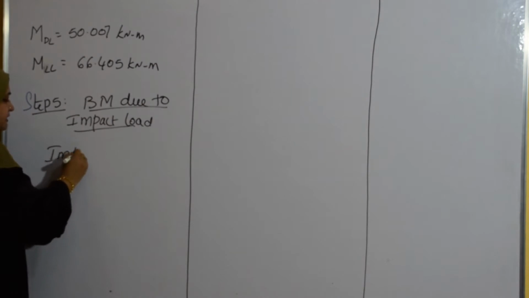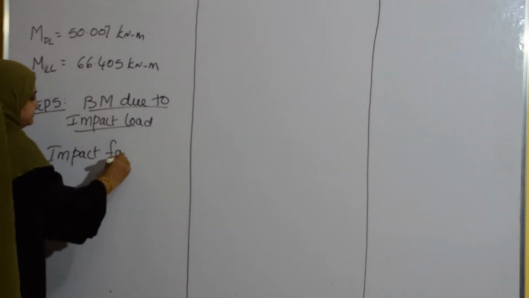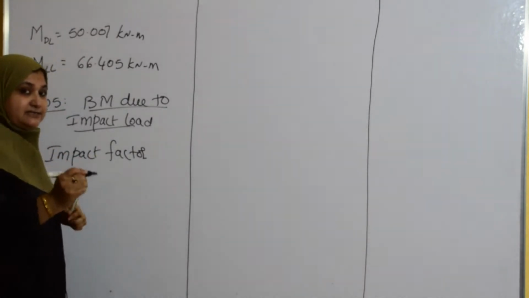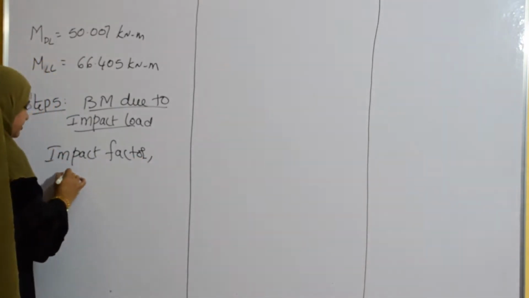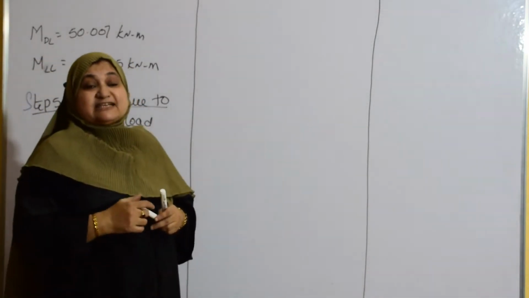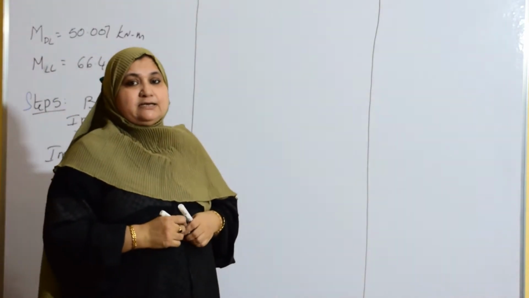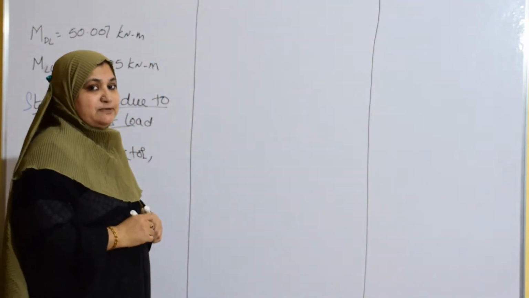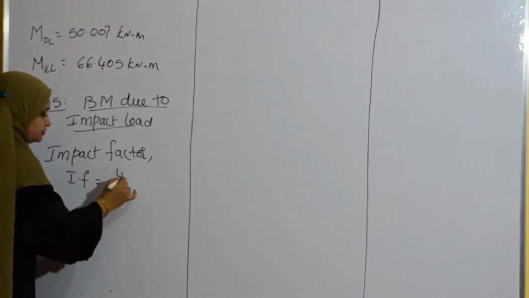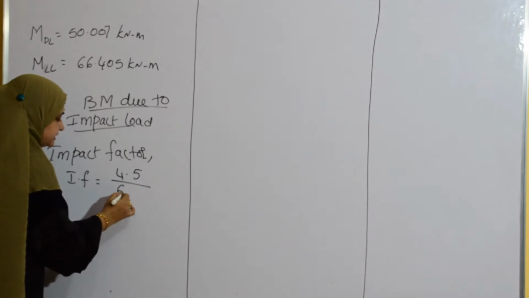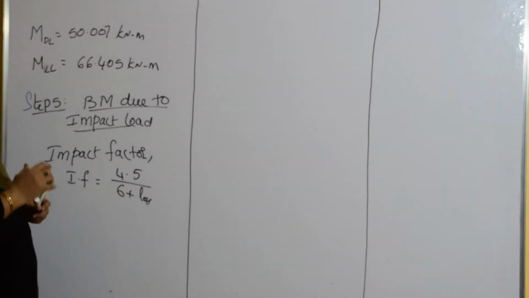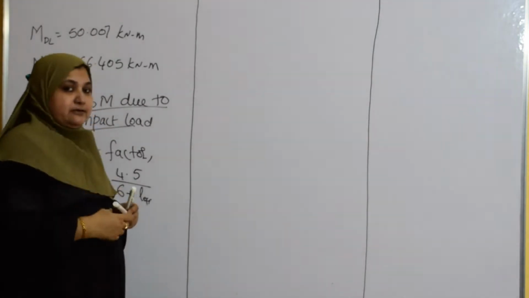There is a formula to find the impact factor. If you refer to IRC 6, sorry I said IRC 5, it is IRC 6. You have a formula which I already explained when I was taking section 1, load and load combination and general design requirement. There also I explained this impact factor. So again, impact factor is equal to 4.5 by 6 plus L, where L is the effective span, written as capital L.